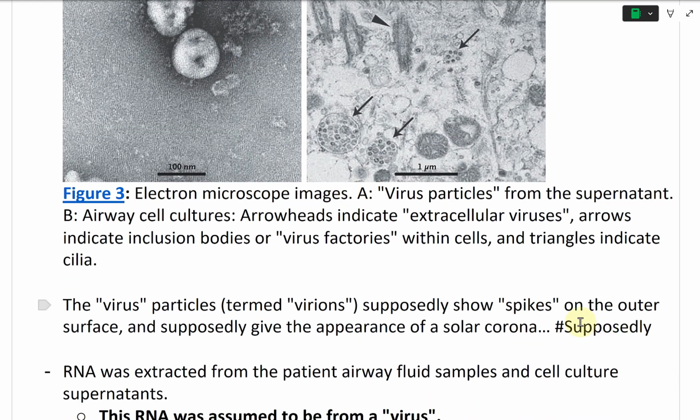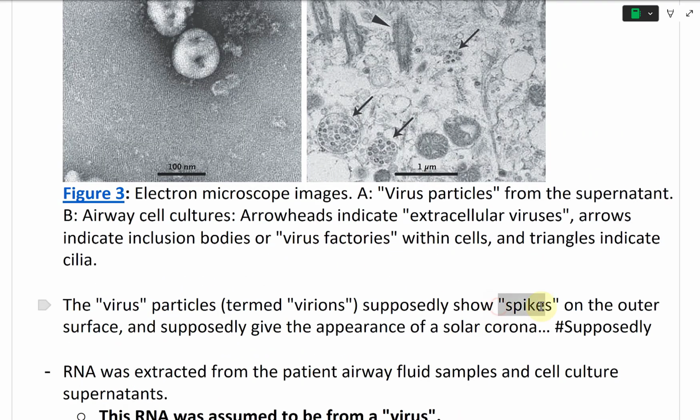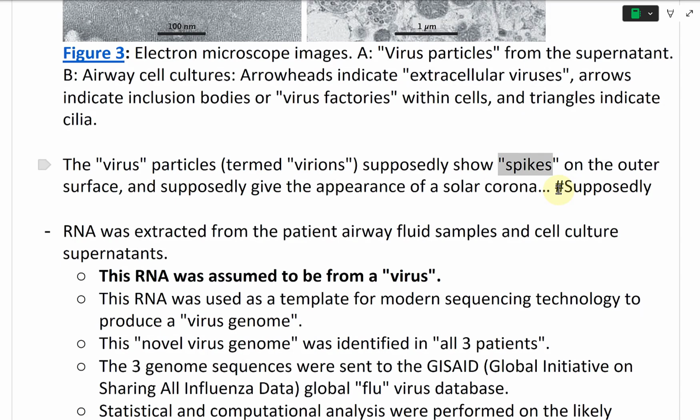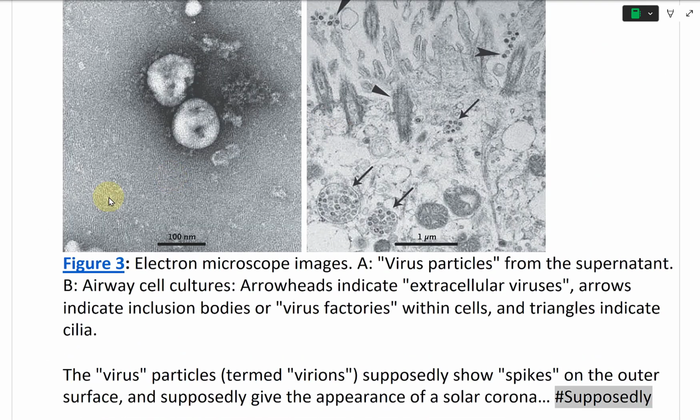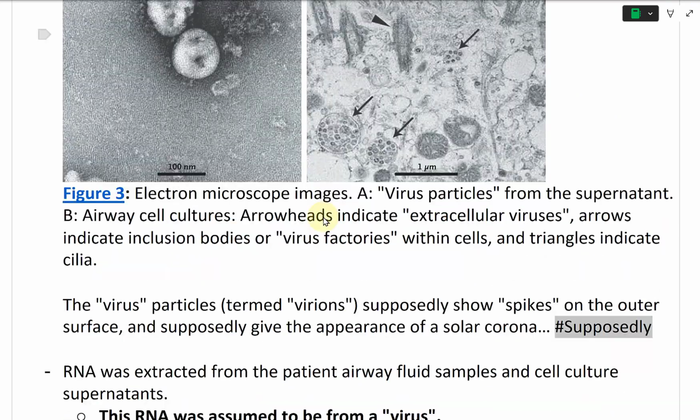Hashtag supposedly. Yeah, so these virus particles termed virions supposedly show spikes. They show these little thingies on the outer surfaces, and then supposedly give the appearance of a solar corona. Hashtag supposedly indeed, because this wouldn't pass a video on Math Easy as evidence.